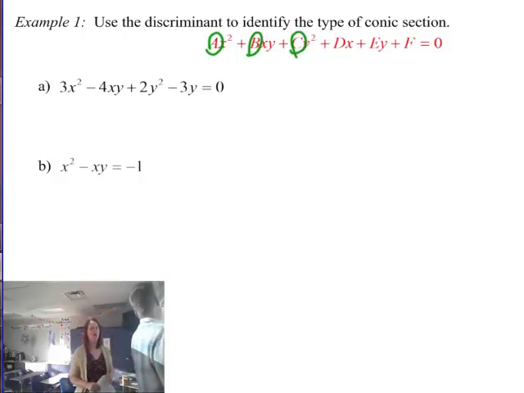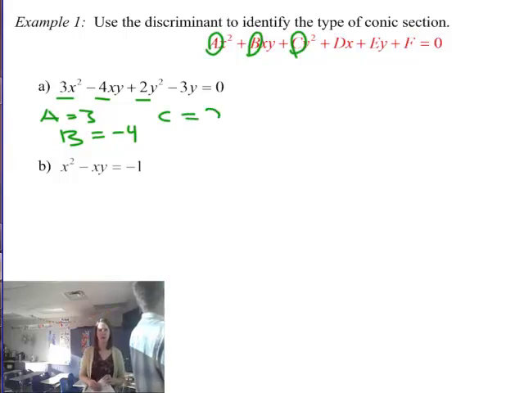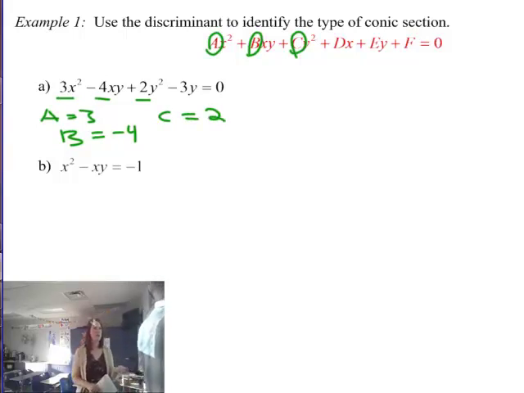That's exactly right. The x squared term coefficient is 3, so A is 3. The xy term is -4, so B is -4. And the y squared coefficient is 2, so C is 2. Then all we have to do is put it into B squared minus 4AC.